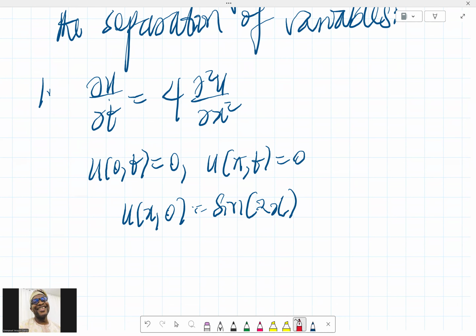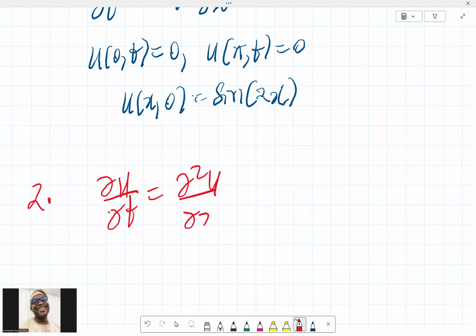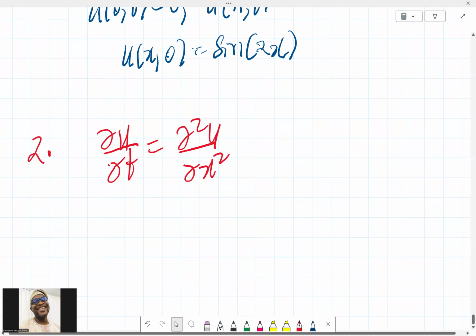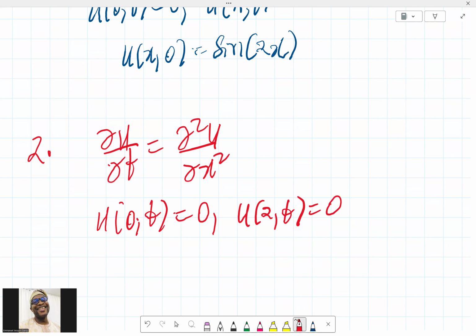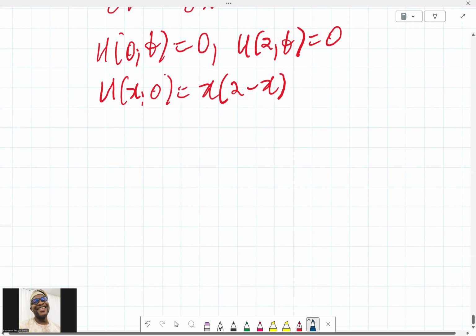So that's one. Number two, you have partial u, partial t equals partial squared u, partial x squared. Alpha squared is 1 there, as you can see. So you have u of 0 comma t equals 0, u of 2 comma t equals 0. And then you have u of x comma 0 is x times 2 minus x. That's number two.